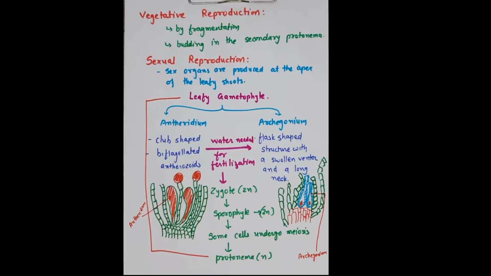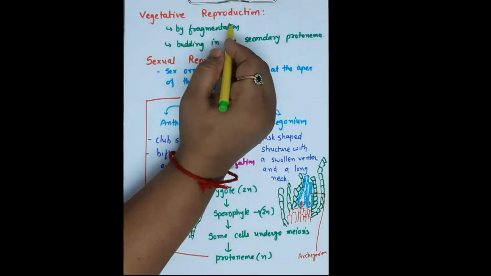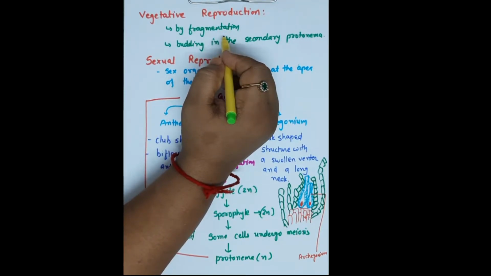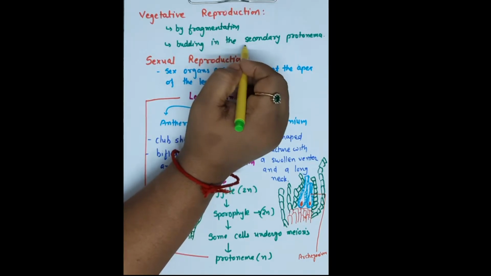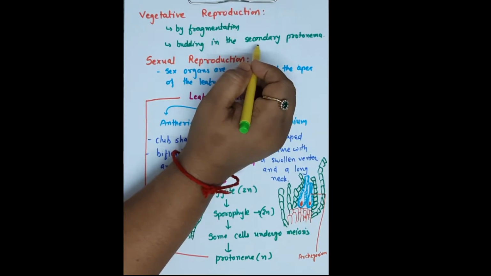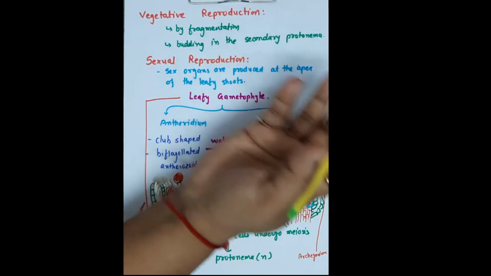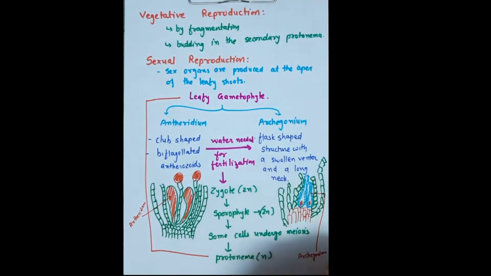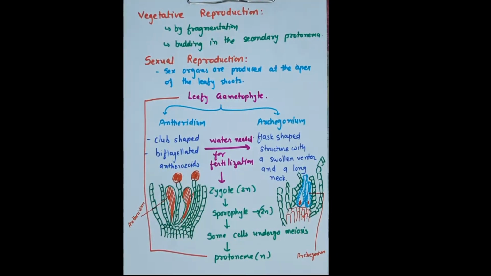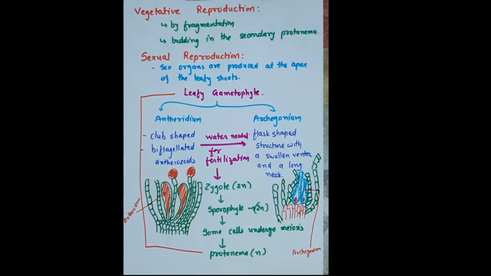Now let's see reproduction. Vegetative reproduction, as we know, is by fragmentation and even budding in the protonema. A bud in the secondary protonema, if it detaches, can grow into a new plant. And this is most important to understand.